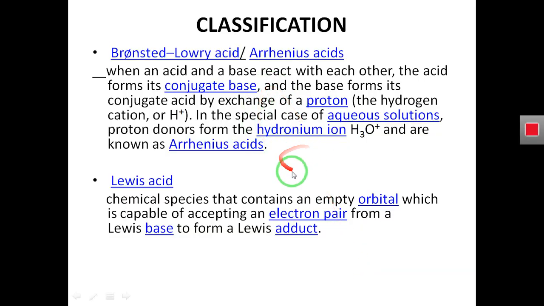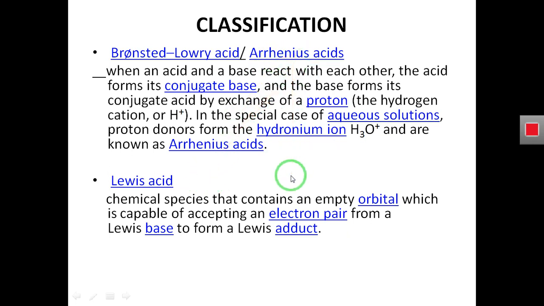Now we are going to understand how we can classify acids. Acids can be classified as either Arrhenius acid or Lewis acid. We will see what Arrhenius acids are and what Lewis acids are. Or we can also classify them as monoprotic acid or diprotic acid. So first we see what Arrhenius acids and Lewis acids are.